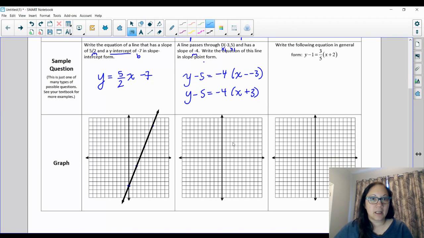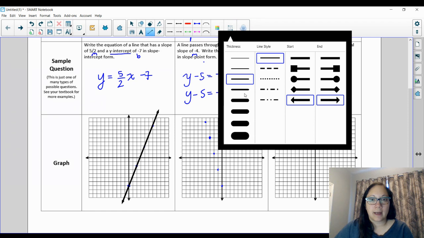Now when we graph this, we're going to start by plotting (-3, 5). Left 3, and then up 5. So that's our starting point. From there, we're going to use our slope of -4, which means down 4 and then over 1. Down 4, over 1. Down 4, over 1. Then I'm going to end up off my grid, so I'm going to go backwards a little bit, patterning it to the left, and there is my line.